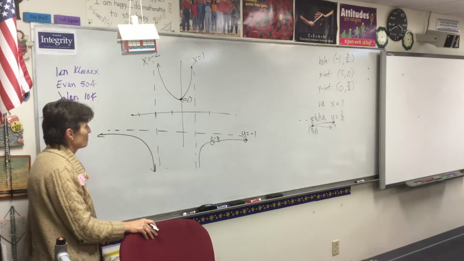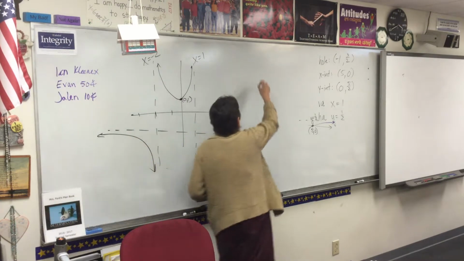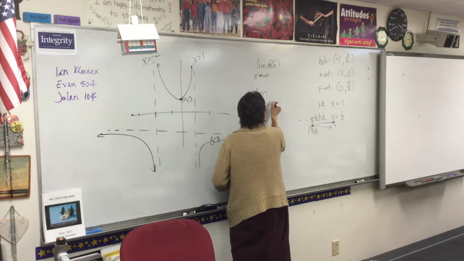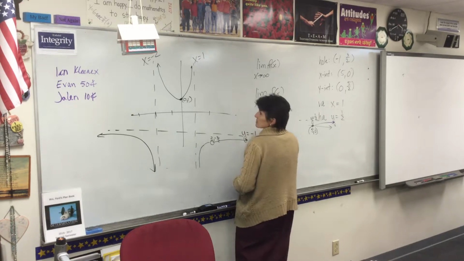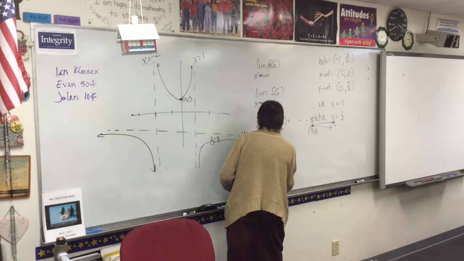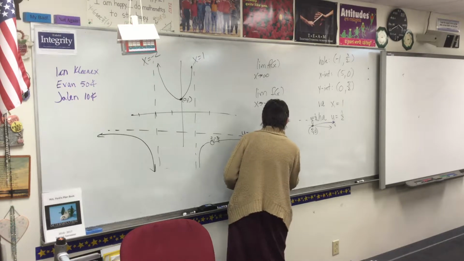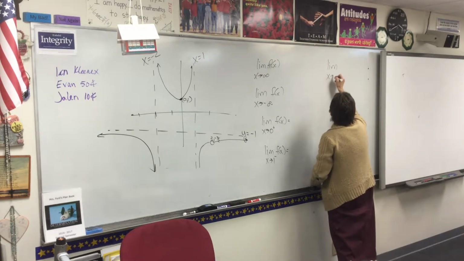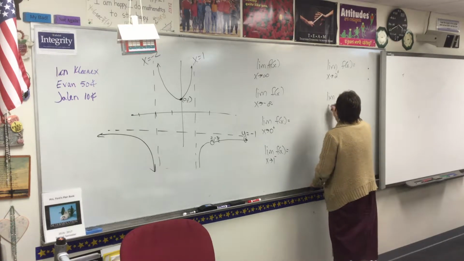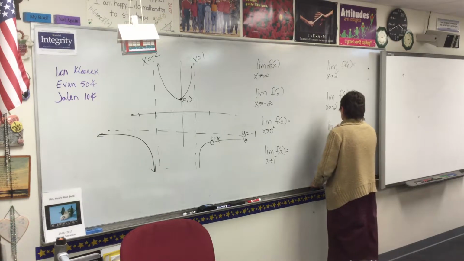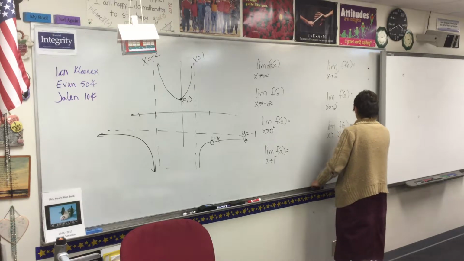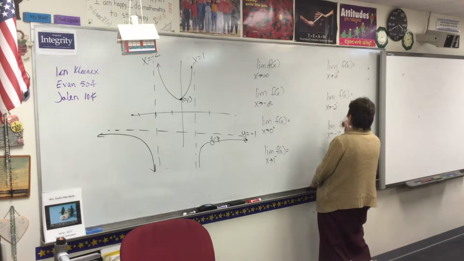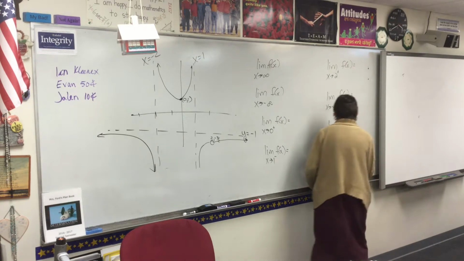So this is just some made up picture, and we're now going to answer some questions about it. So what's the limit as x approaches infinity, as x approaches -infinity, as x approaches 0 from the right, as x approaches 1 from the left, as x approaches 2? Okay. That's all I can think of.